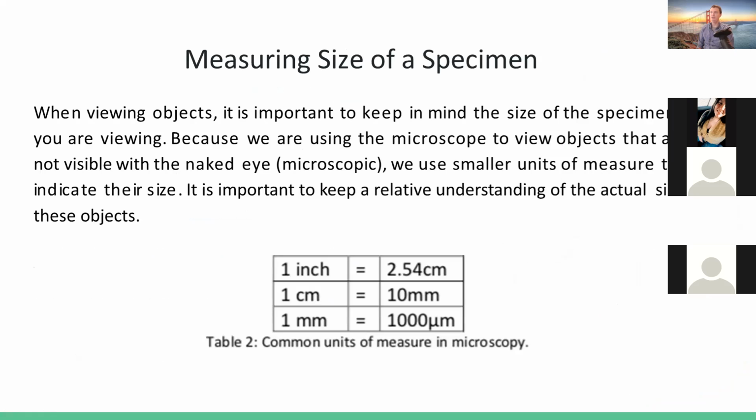Okay, so when viewing objects, it is important to keep in mind the size of the specimen you are viewing, because we're using the microscope to view objects that are not visible with the naked eye. We use smaller units of measure to indicate their size. So it's important to keep a relative understanding of the actual size of these objects. So some common units that we use are inches, centimeters, and millimeters. And then we have a couple conversions here for you. So 1 inch is 2.54 centimeters, 1 centimeter is 10 millimeters, and 1 millimeter is 1,000 micrometers.